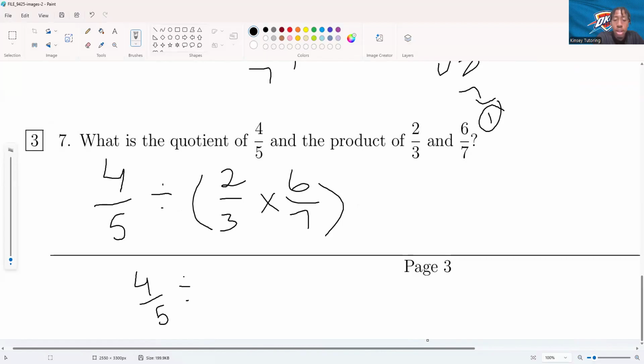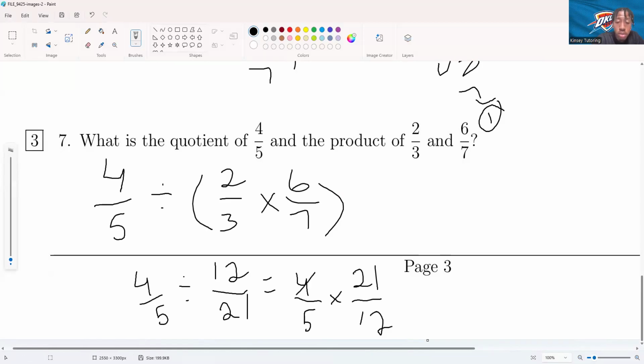2 times 6, right? Multiplying fractions, numerator times numerator, denominator times denominator. 2 times 6, which is 12, and then over 21, which equals, all right, and then we can transfer this over, because it's 4 over 5 times, keep change flip, 21 over 12, right? So we can kind of cross simplify these, right? So it's 1, and then 4 and 12 both go into 4. 4 goes into 4 one time, 12 goes into 4 three times, right? So that's the new number.